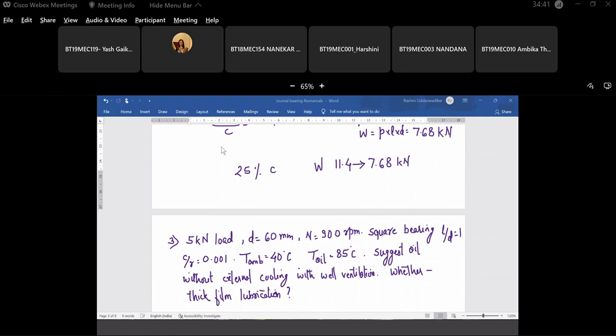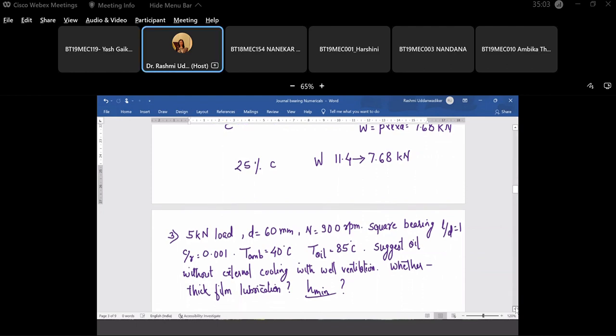It is H minimum. H minimum will decide whether it is thick film or thin film. So we have to find out H minimum, and in the design data book, we'll get a range of H minimum which will decide. Yeah, so it's the minimum distance between two. So it is H minimum. Let us solve this problem.